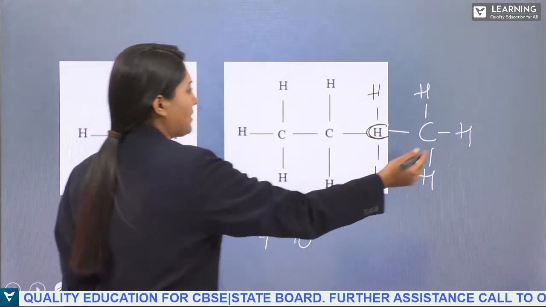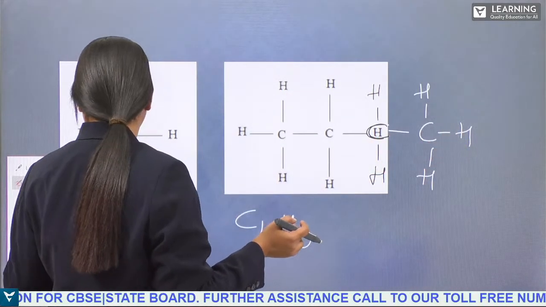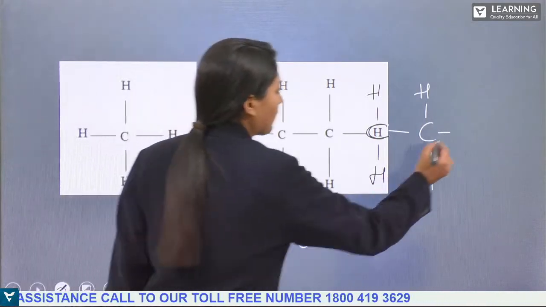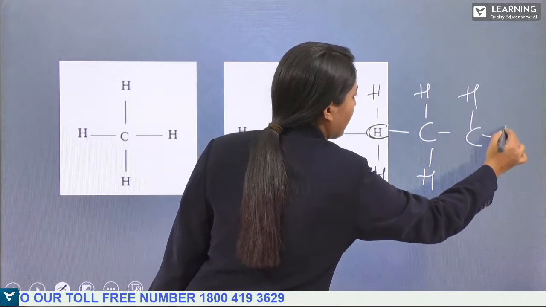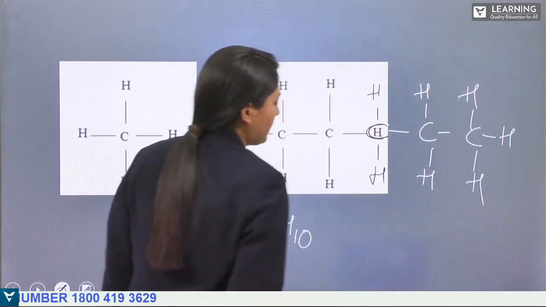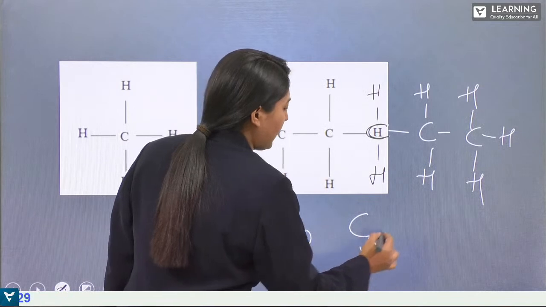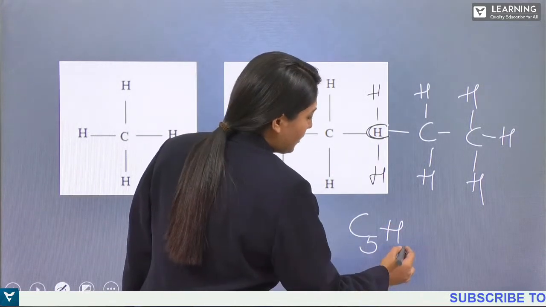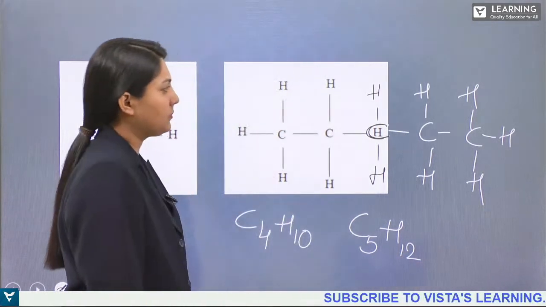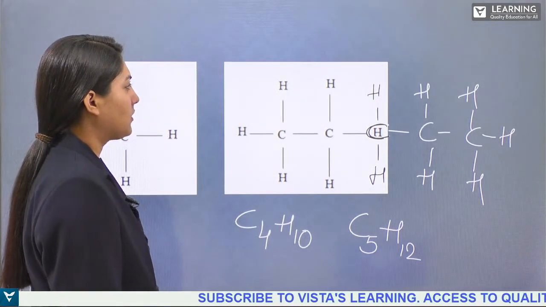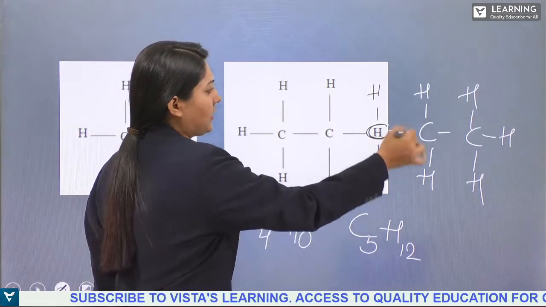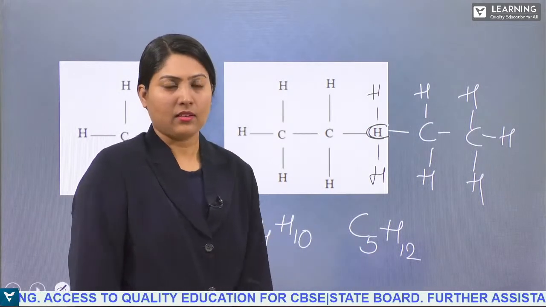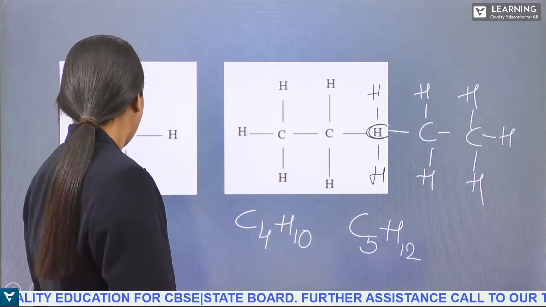Next, if I just remove this and add one more methyl group, CH3, then what happens? I'll get C5, H, 9 plus 3, it will be 12, right? 3, 4, 5, 6, 7, 8, 9, 10, 11, 12. Got it? So it will be called pentane. Are you getting this point, students? Good.